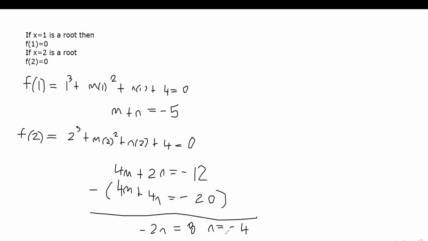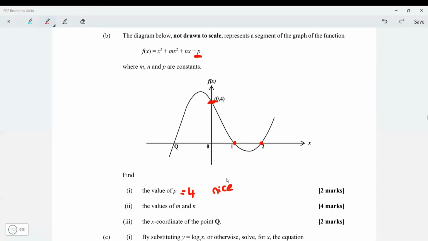Yes, sir. And if n is negative 4, then m must be negative 1, because negative 1 plus negative 4 is negative 5, right? Yes, sir. So m is negative 1 and n is negative 4. So right here we can write m equals negative 1 and n equals negative 4.